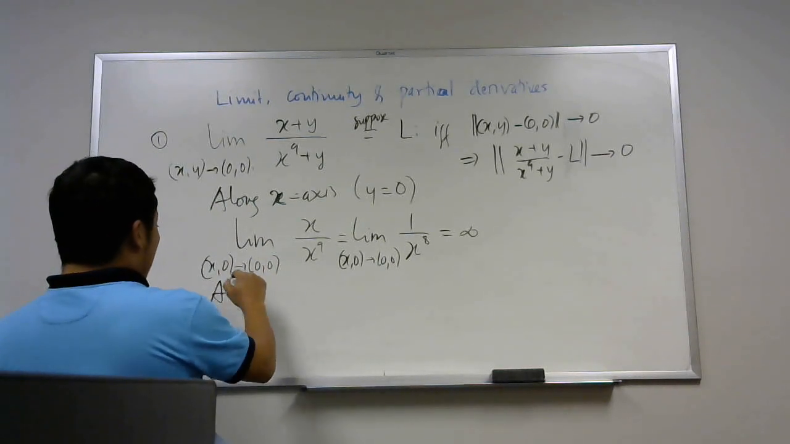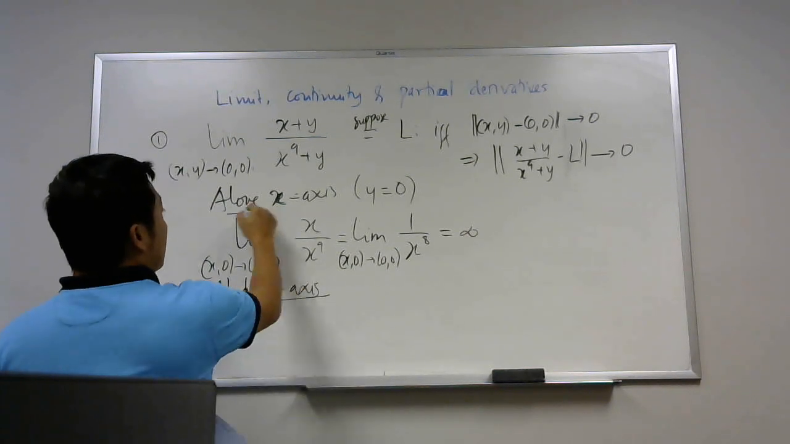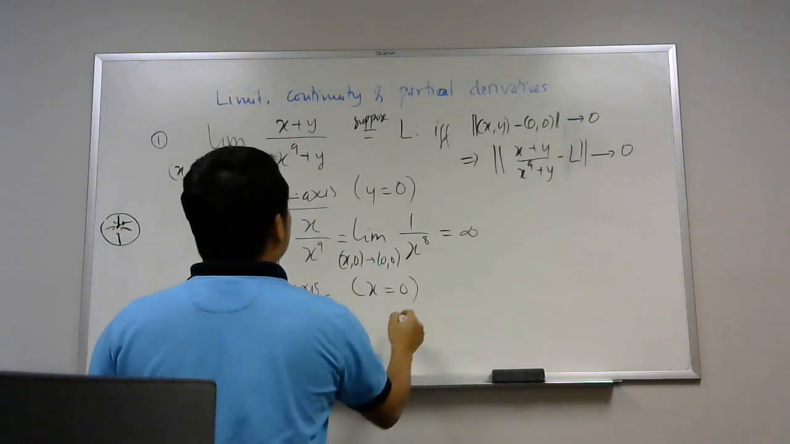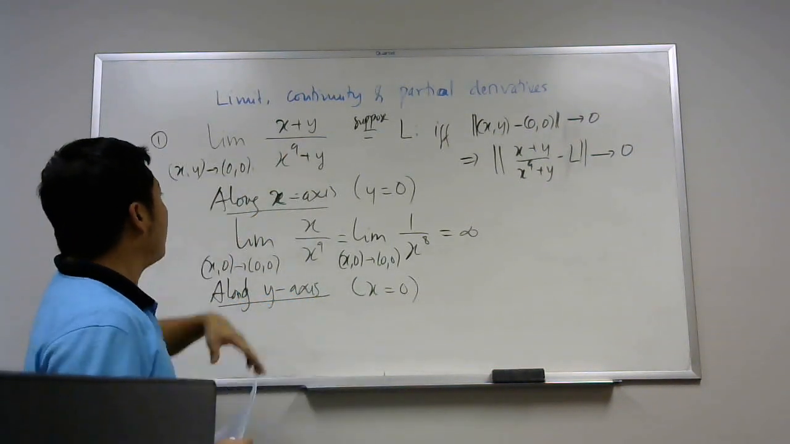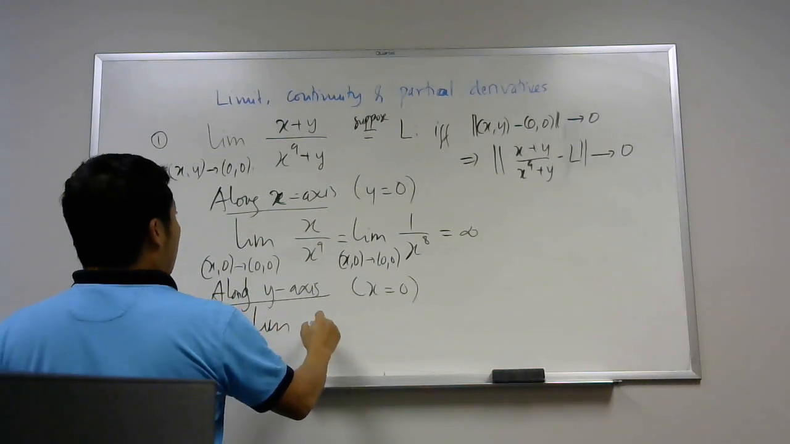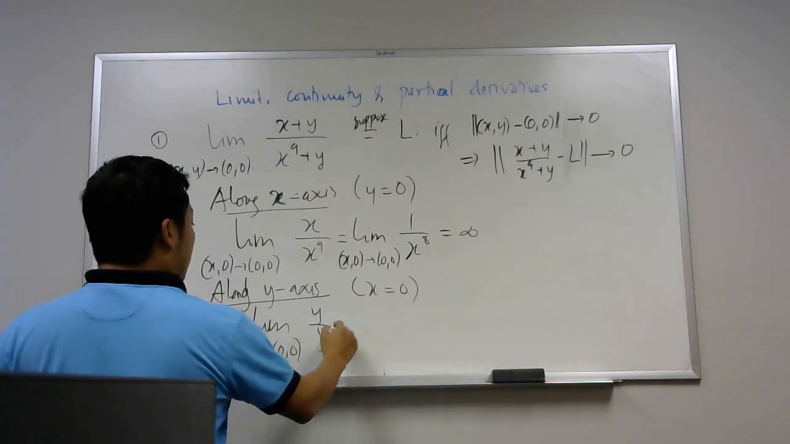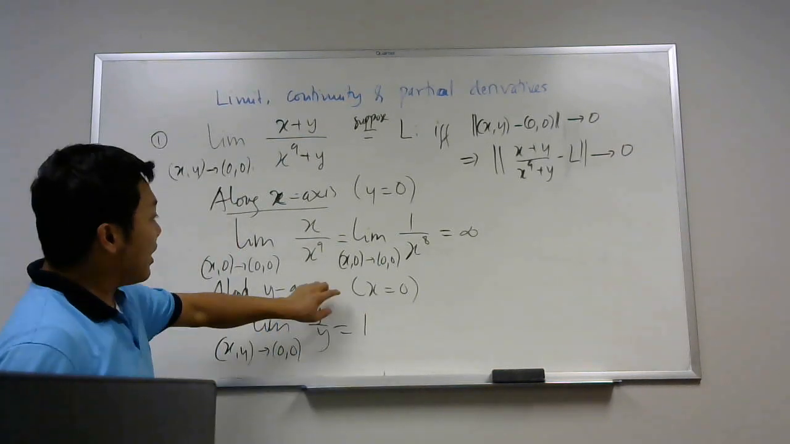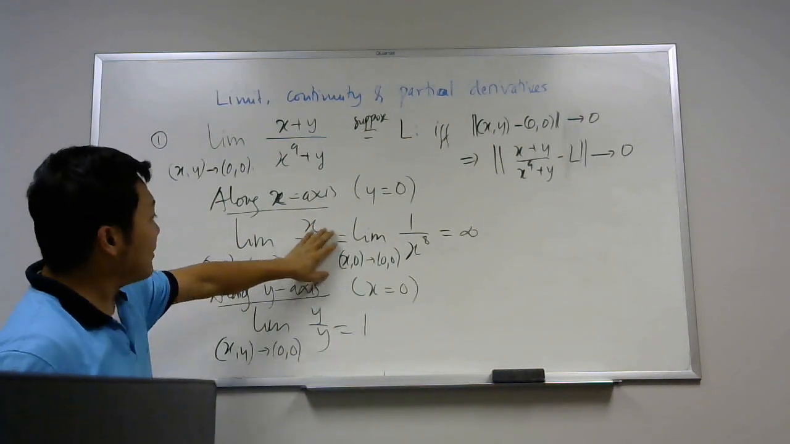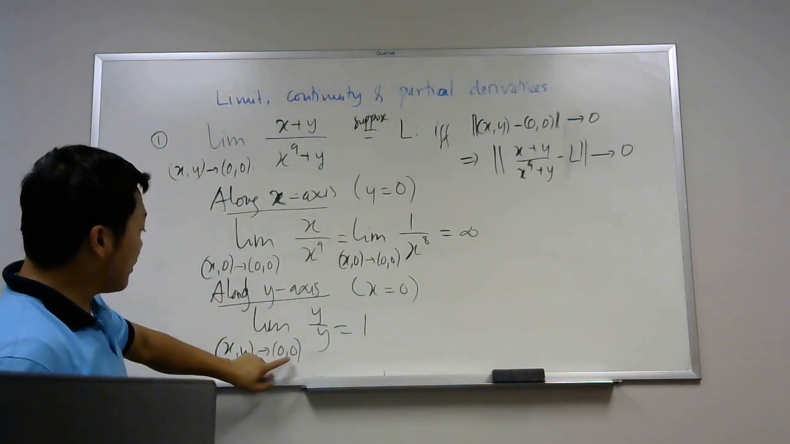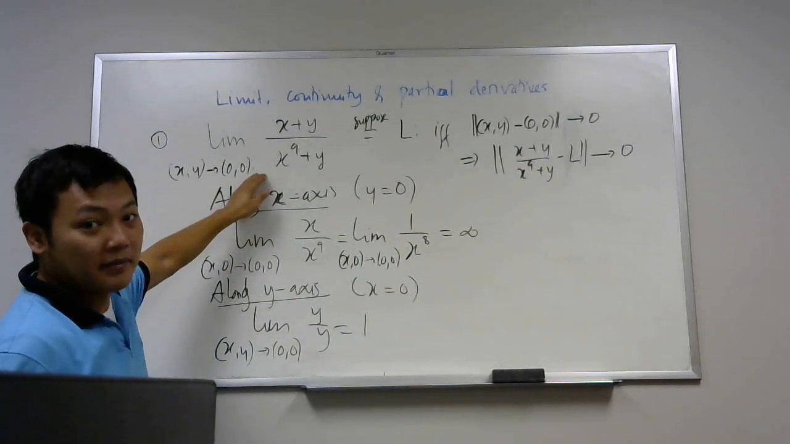But if we approach (0, 0) along the y-axis, that means x equals 0. Then you just plug x equal to 0 into this function, you get y over y, right? So our limit becomes y over y as (x, y) goes to (0, 0), and that is just 1. You see, the limits of these functions are different when you approach (0, 0) from different directions. So that means the limit does not exist.